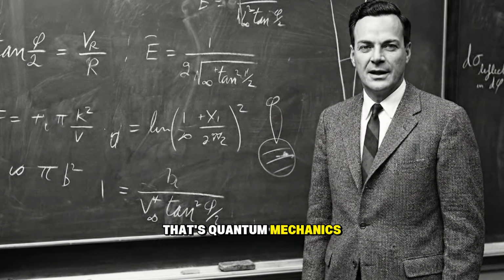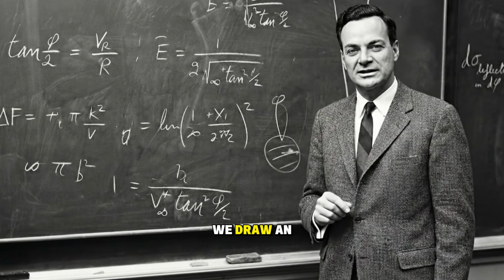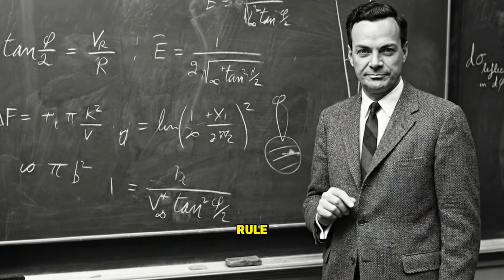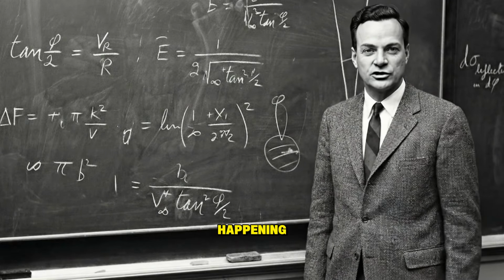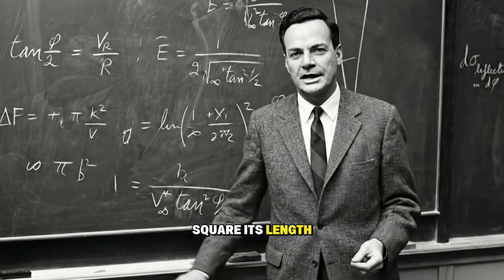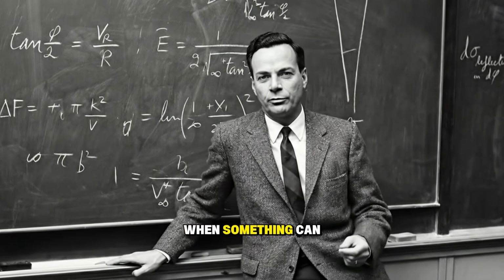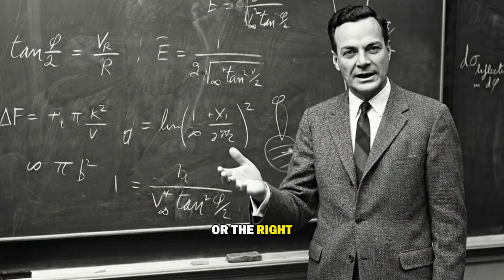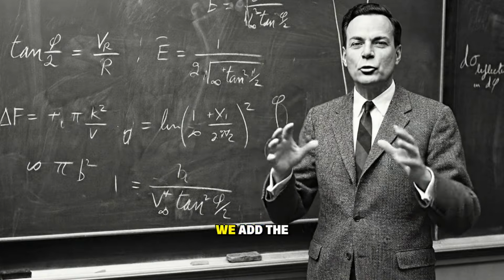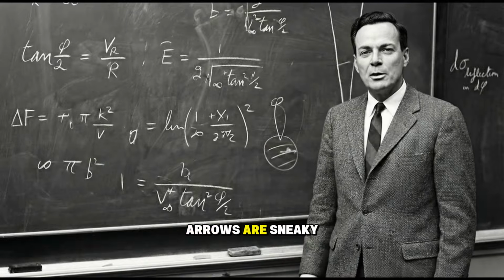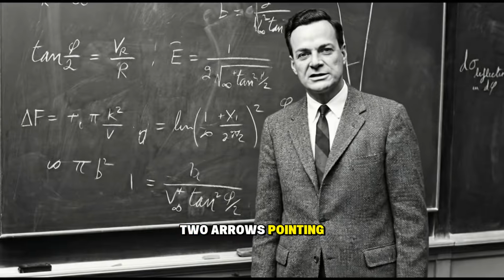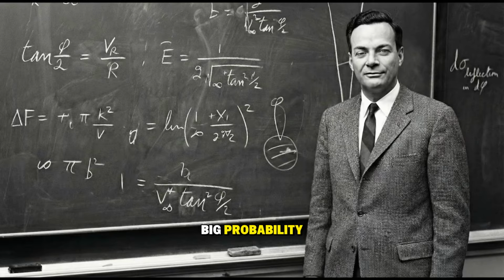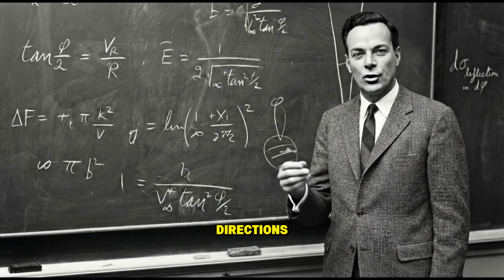That's it. That's quantum mechanics. Every way an event can happen, we draw an arrow for it. The arrow has a length, and it points in some direction. And here's the rule. To get the probability of something happening, you take the final arrow and square its length. But here's where it gets interesting. When something can happen in more than one way, like an electron going through the left slit or the right slit, we don't add the probabilities. We add the arrows first. And arrows are sneaky things. If you have two arrows pointing the same direction, you put them head to tail and get a longer arrow. Big probability. But if they point in opposite directions, they cancel out.